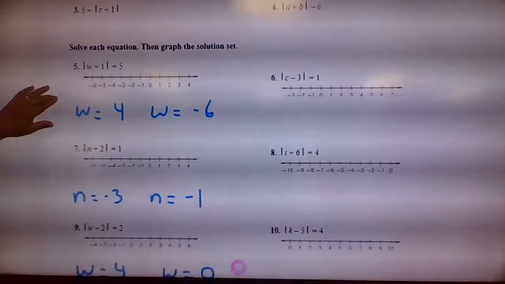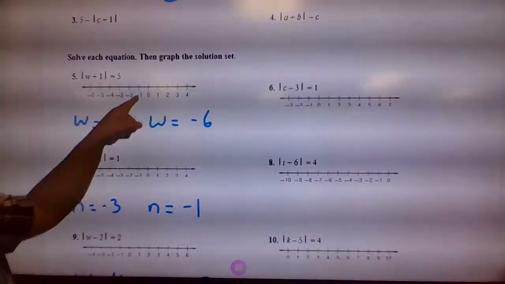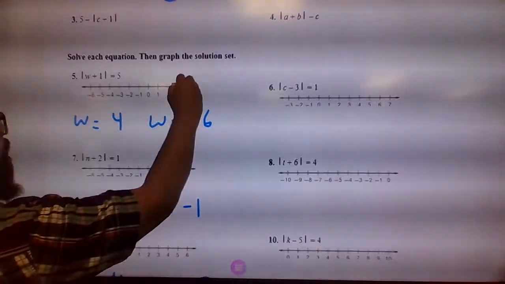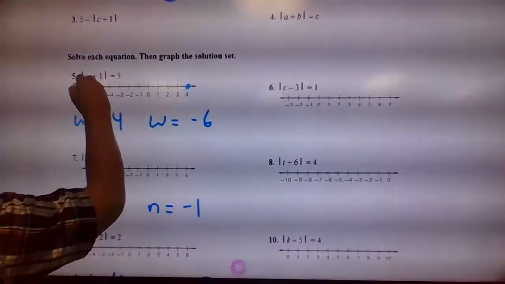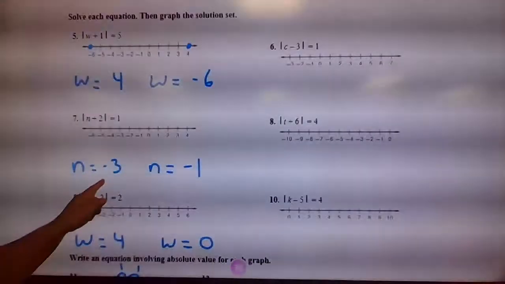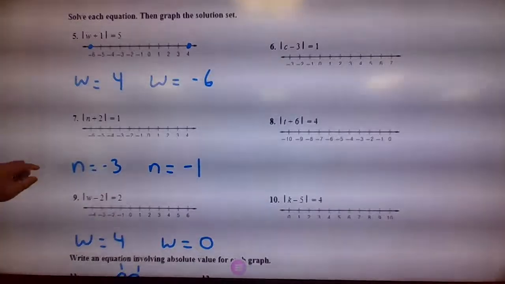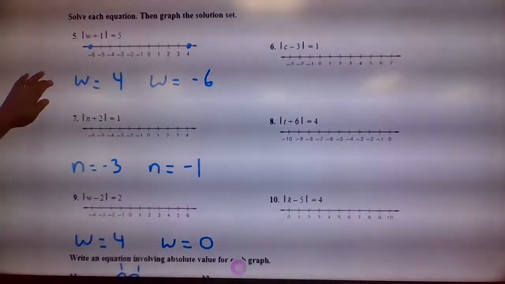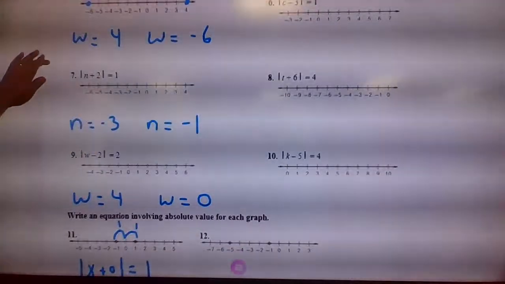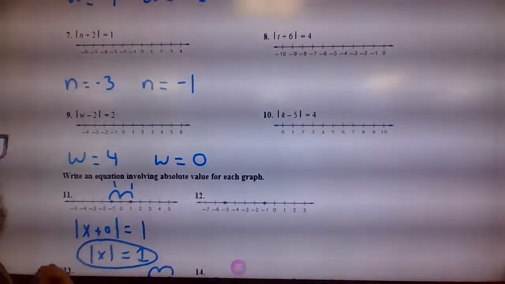Just don't forget to actually plot it on here. So this is 4 and this is negative 6. Just don't forget to do that. For number 7, n equals negative 3 and negative 1. Negative 3 and negative 1. Don't forget to plot them. Number 9, W equals 4 and W equals 0.